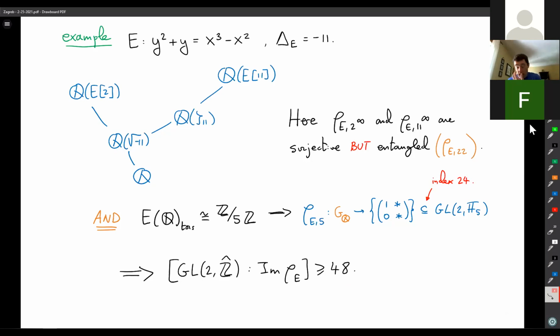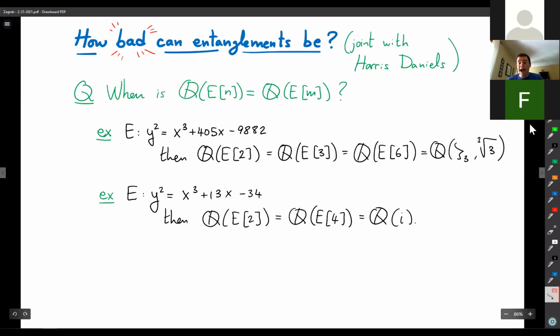That's right. Okay, so how bad can entanglements be? This is some work I did with Harris. We started by trying to understand what's the worst case scenario. The worst case scenario is when, for two division fields, the intersection is all of it. Can you have two division fields be identical to each other? That would be a terrible entanglement. And these things can happen.